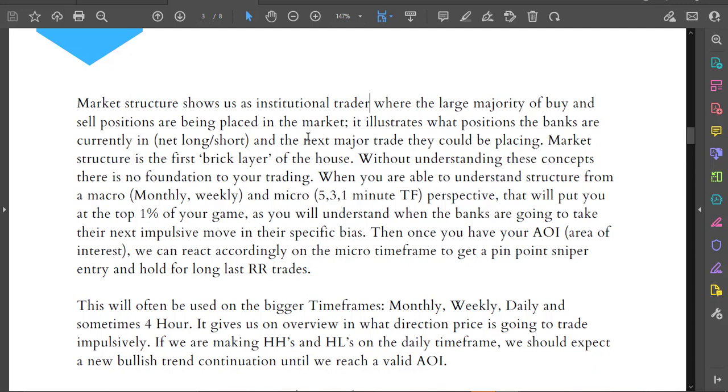Okay, so when you are able to understand structure from a macro perspective, meaning the higher time frames, monthly, weekly, and a micro perspective, the 5 minute, 3 minute and 1 minute time frames, that will put you at the top 1% of the game. The 1% in the game refers to the people who trade institutionally.